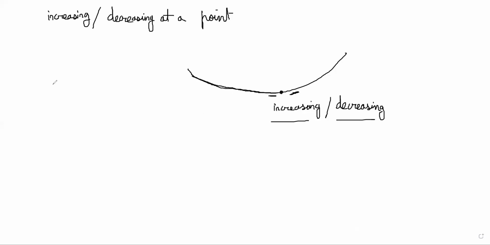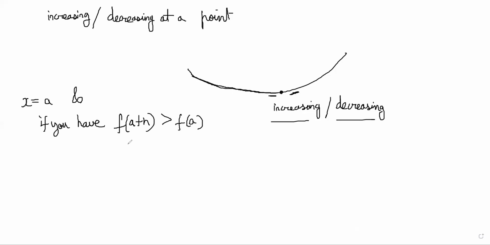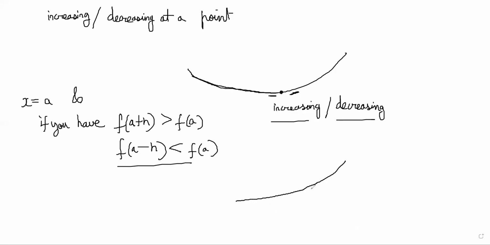So you can say that if you have to check at x is equal to a, right? And if you have f of a plus h is greater than f of a and f of a minus h is less than f of a, right? So basically then the graph is somewhat like this, right? Here a minus h is below, a plus h is above, right? Then it is an increasing graph, right?